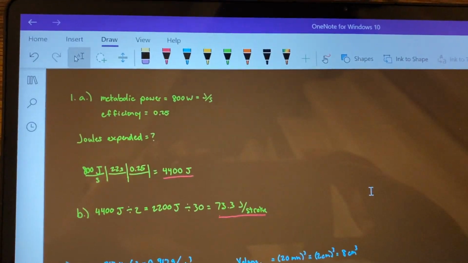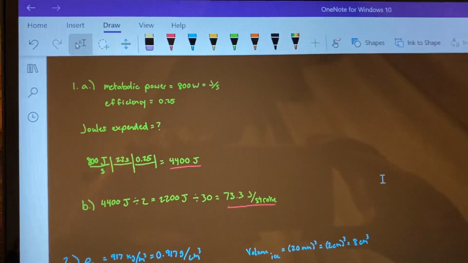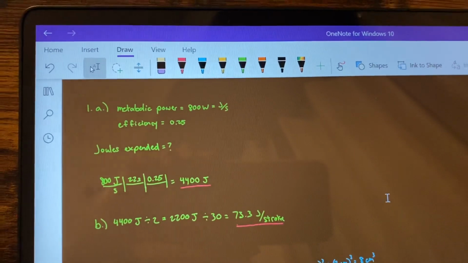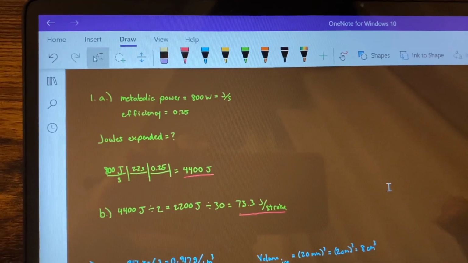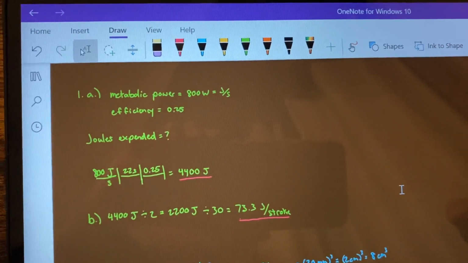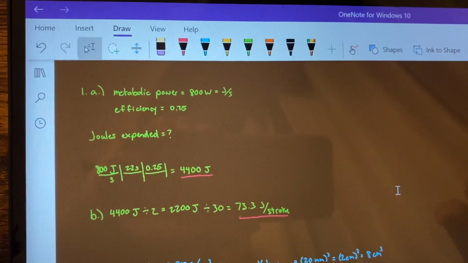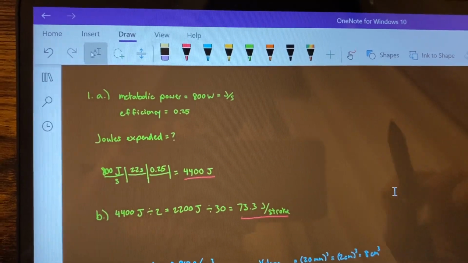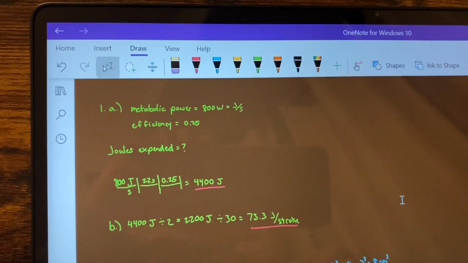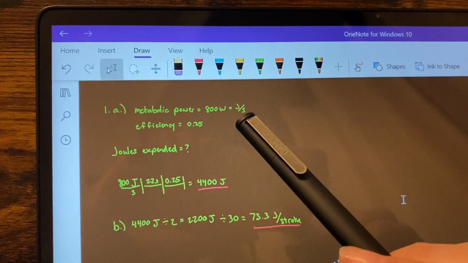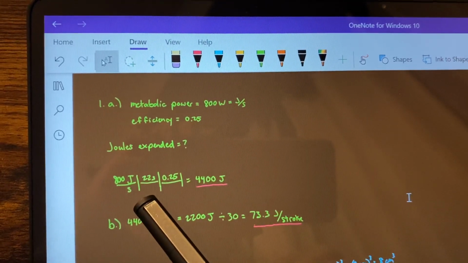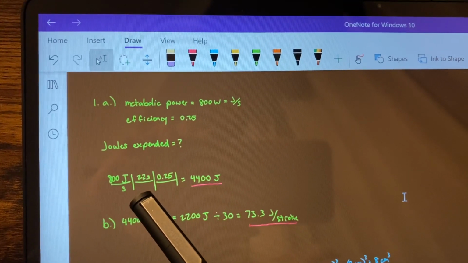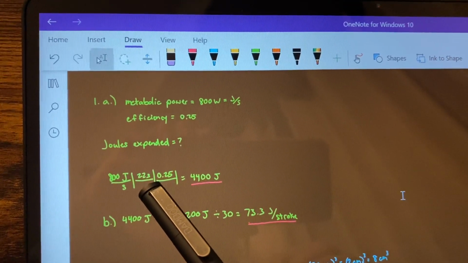Okay, for the first question, we want to know how many joules, how much energy is being expended for an Olympic swimmer to be able to swim 50 meters in 22 seconds. And so we just take the watts that were given to us, 800 watts, which is joules per second. And we know that it's taking them about 22 seconds to cross 50 meters.